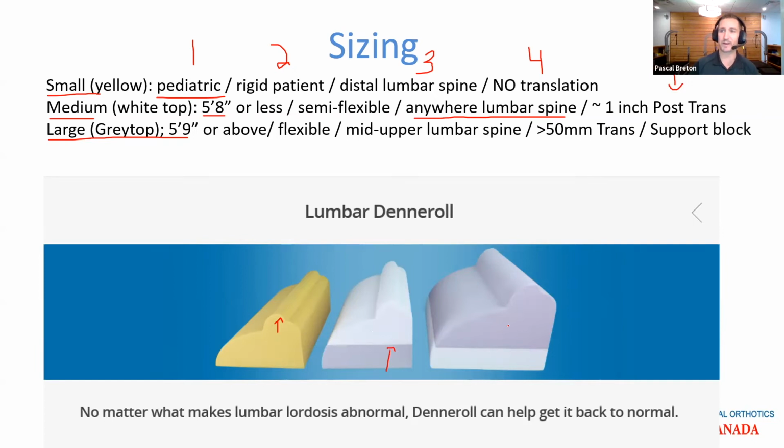If they shift back 2 inches, so I put about 50 millimeters or more here, now I can get into my big gray block. And if I'm going to use the big gray block, almost always we're going to put a white support block behind the rib cage so there isn't too much of that thoracic extension, because this baby creates a lot of that.